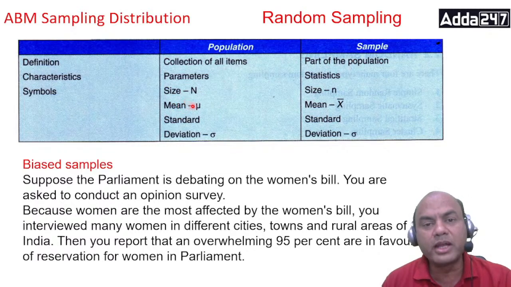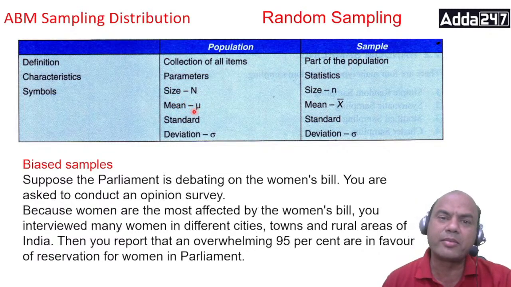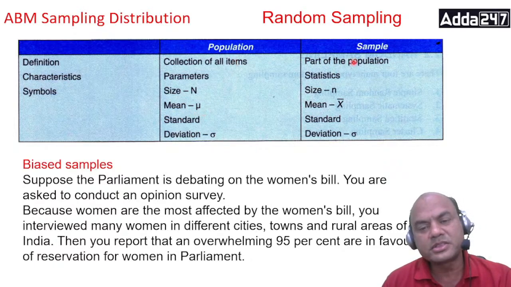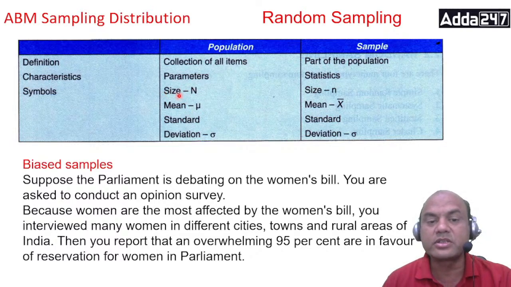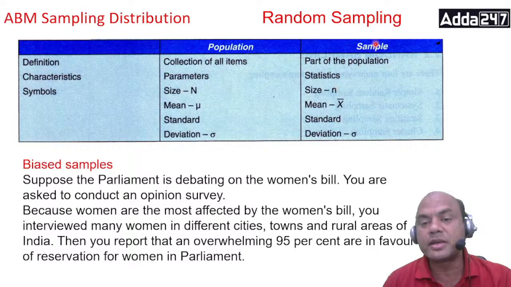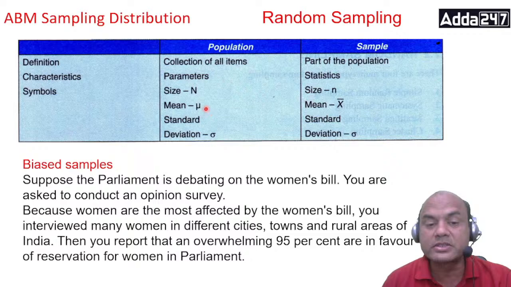Mean, mode, median, all these are parameters as well as statistics. Now how are they defined? Look at this. Size is always given as capital N for population. Small n is always for sample. Mean of population is shown as mu. Remember this is called mu.